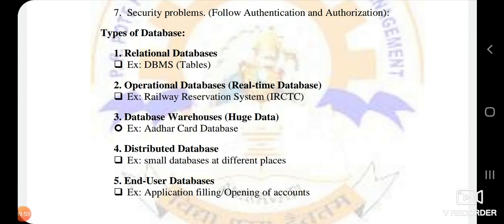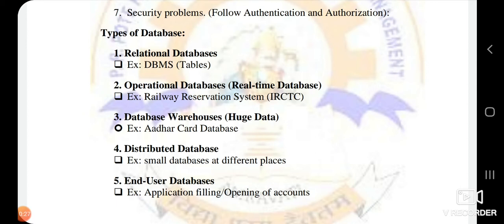Then data warehouses. Data warehouses means there are systems with a huge amount of data. When we talk about the data of the Aadhaar card of the entire population of India, that would be a very huge data, and along with the Aadhaar card they are storing so much information, images, your signature, your fingerprints, your name, address, telephone number, and so many things. So this kind of data, where a large amount of data is stored, is called a data warehouse.